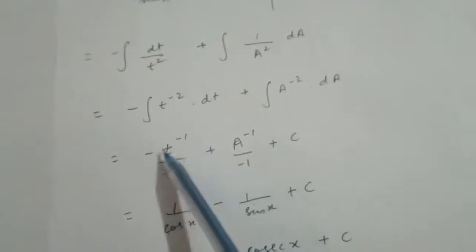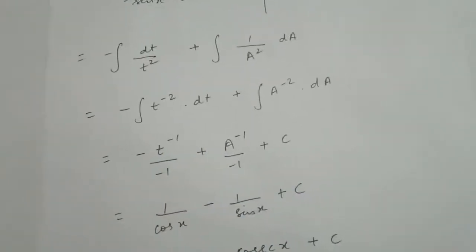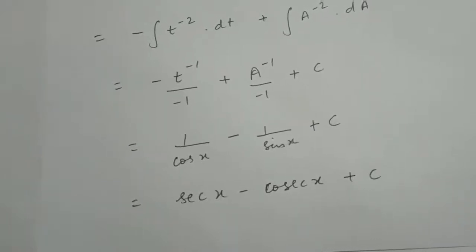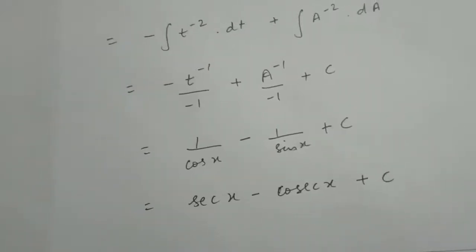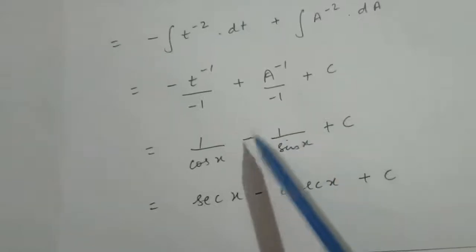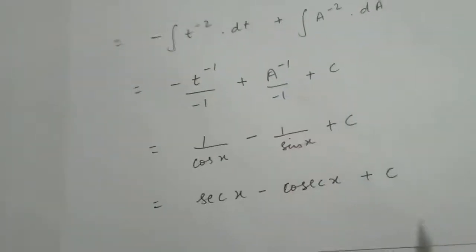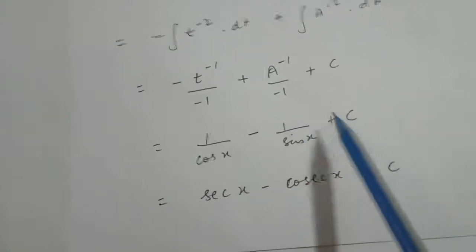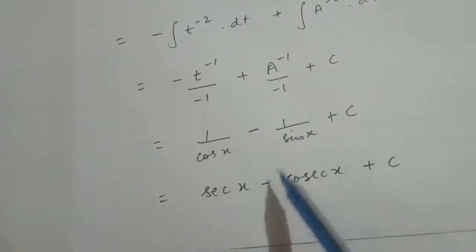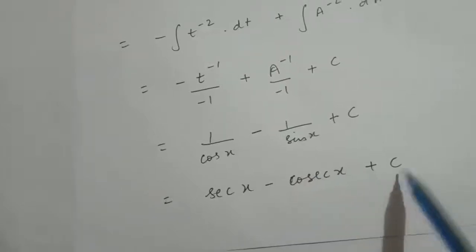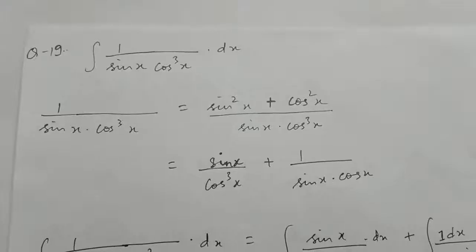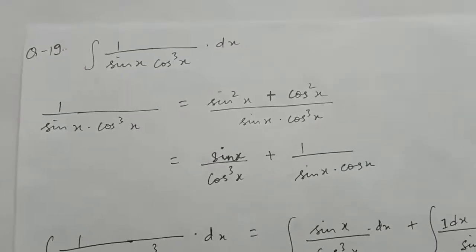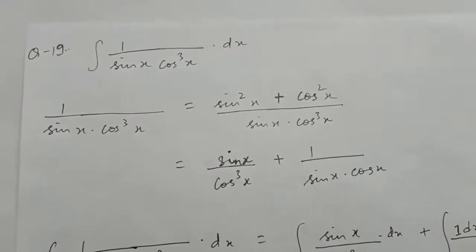So this will become, minus will get cancelled and you will get 1 by t. So it will become 1 by cos x, because we let cos x as equal to t. Now this minus a inverse is 1 by a, and a is sin x, so writing 1 by sin x plus c. Now this is secant x minus cosecant x plus c. Clear? Now question number 19 is integral of 1 upon sin x into cos cube x into dx.